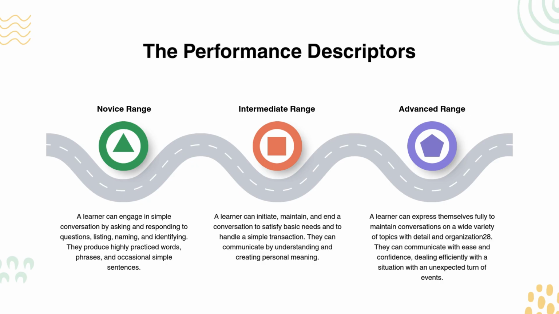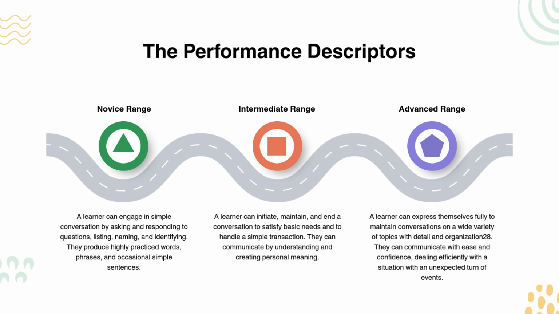Unlike the proficiency guidelines, which measure spontaneous ability, the ACTFL performance descriptors focus on what learners can do in an instructional, rehearsed setting. This is crucial for writing classroom objectives because it describes the language ability that results from direct instruction. The descriptors also use the novice, intermediate, and advanced ranges, but with a key distinction.